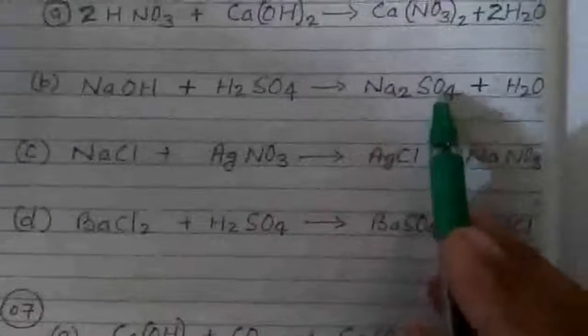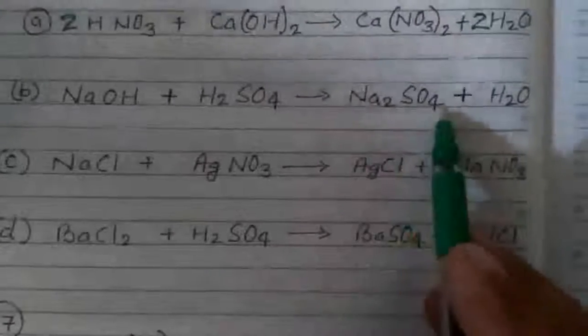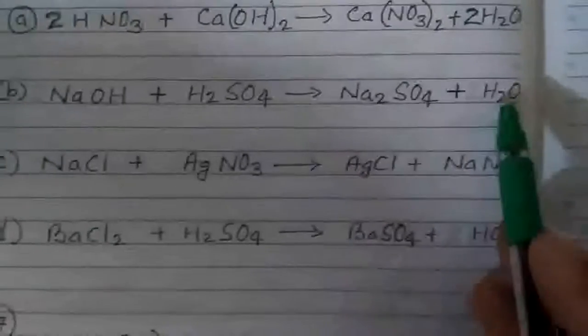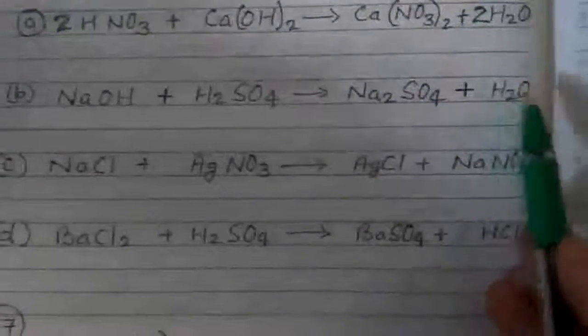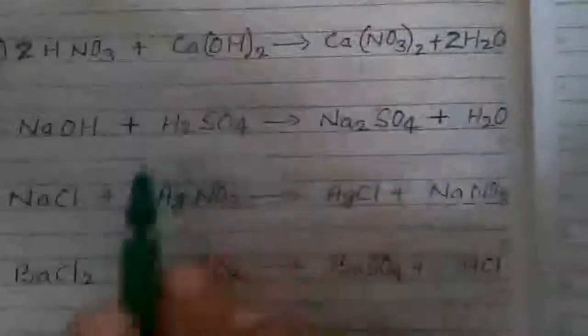Again sodium is monovalent, sulfate is bivalent, so 2 is written here, 1 not written here. Water, H2O: oxygen has 2 valency, hydrogen has 1. So like this. How can we balance it? Again try to count.